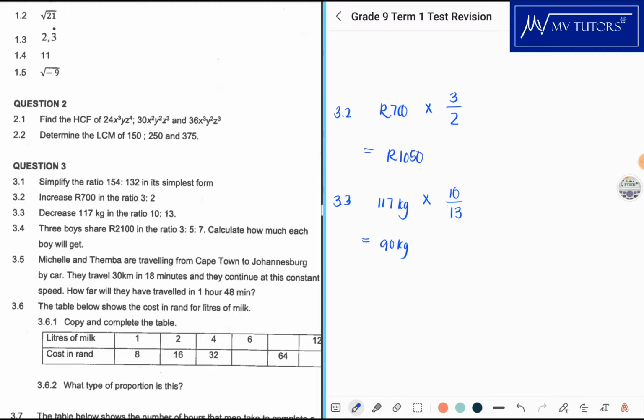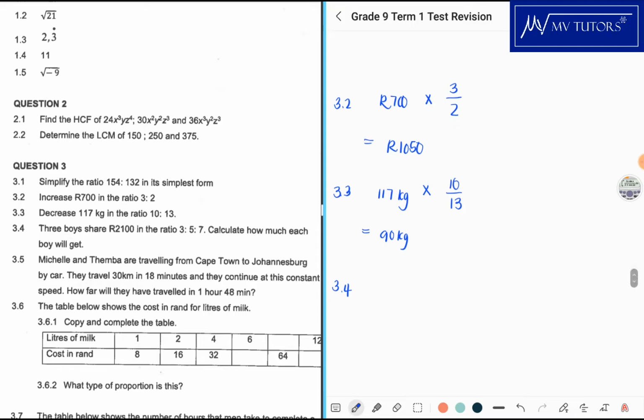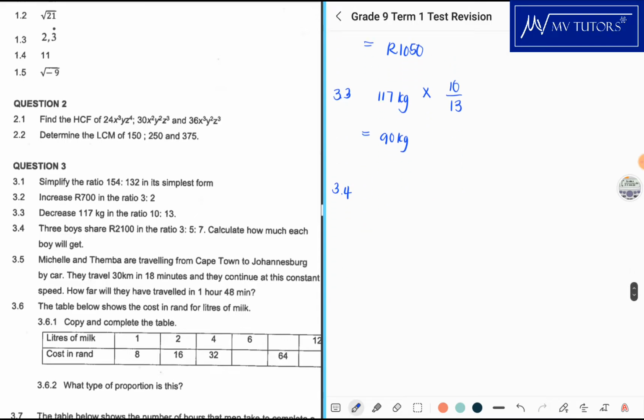All right, that's 3.3. Now 3.4, it says 3 boys share 2,100 in the ratio 3:5:7. Calculate how much each boy will get. Again, if you forgot anything about ratios, go back to the grade 8 content, you will be sorted. So firstly, we're going to add up 3 plus 5 plus 7. 3 plus 5 is 8. 8 plus 7 is 15.